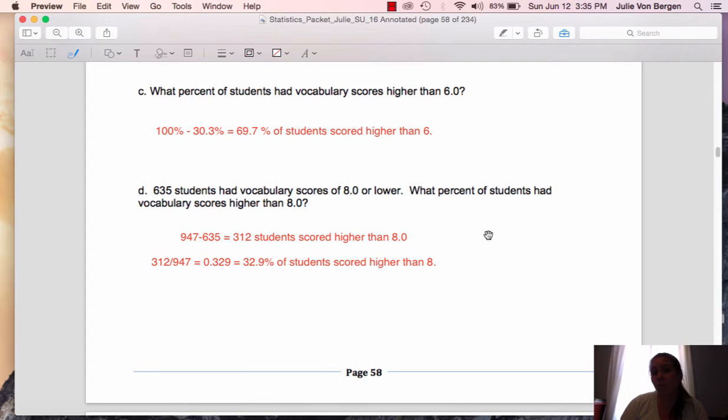Then we're told 635 students had vocabulary scores of 8.0 or lower. What percent of students had vocabulary scores higher than 8.0? So we can subtract 947 minus 635 to figure out 312 students scored higher than 8.0. And then we can use that 312 out of 947 to figure out the proportion, 0.329, or as a percent, that is 32.9% of students scored higher than 8. Remember, when we go from a decimal to a percent, we're multiplying by 100, which is equivalent to making the decimal point 2 places bigger.